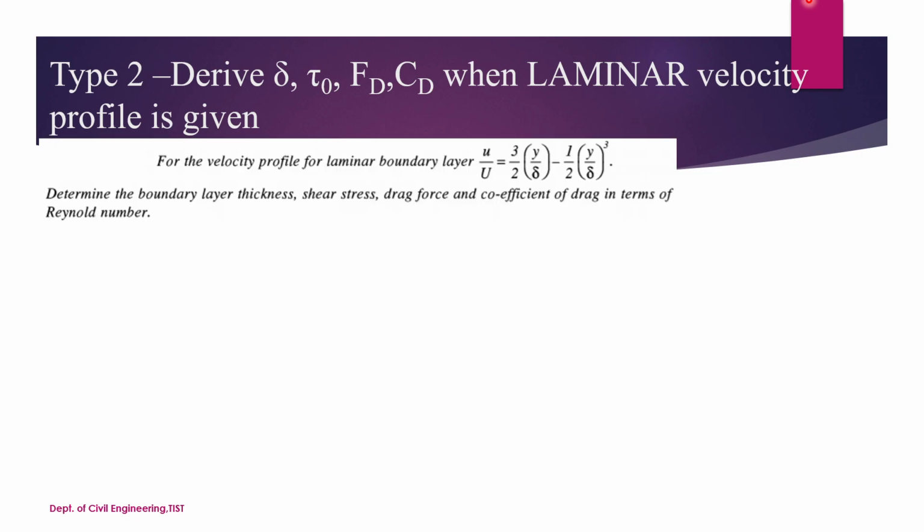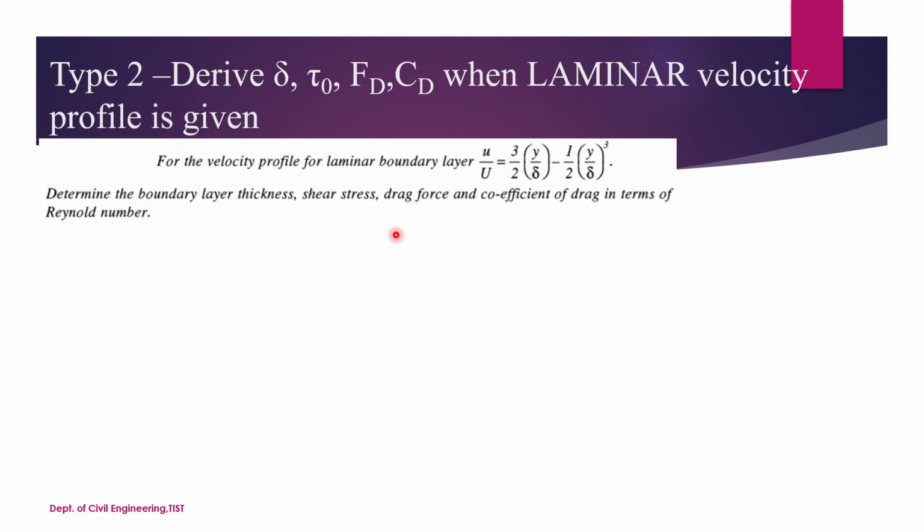Okay, so we'll consider a question. For velocity profile for laminar boundary layer, u by U is equal to, this expression is given. Determine the boundary layer thickness, that is delta, shear stress, that is tau naught, drag force, that is FD, coefficient of drag, that is CD. So you have to find out these terms in terms of Reynolds number. Velocity profile u by U is given. So if laminar velocity profile u by U is given and you are asked to find out these terms, then it is of type 2.